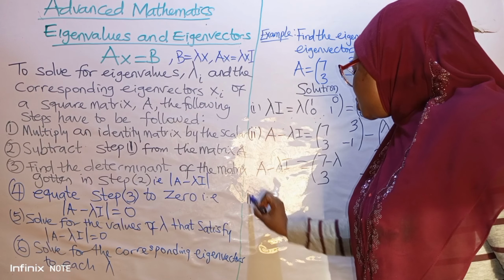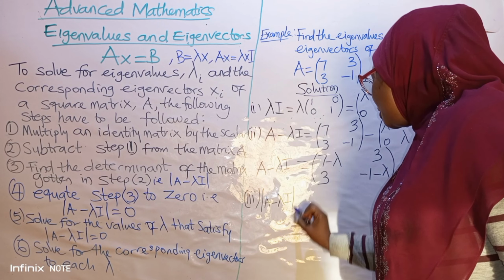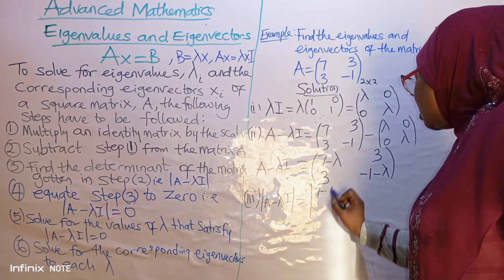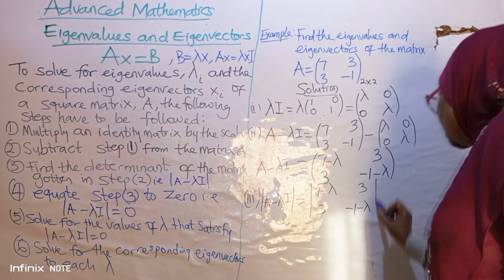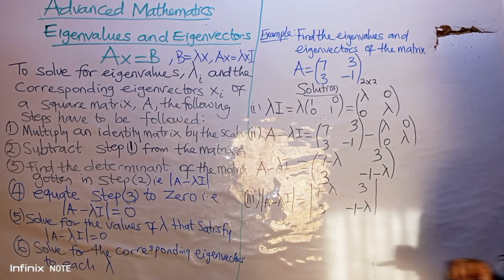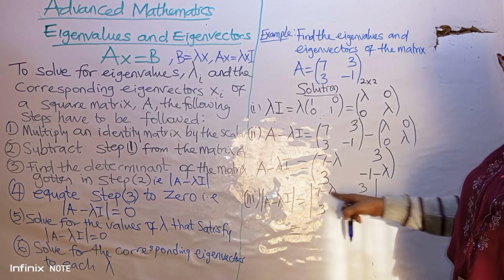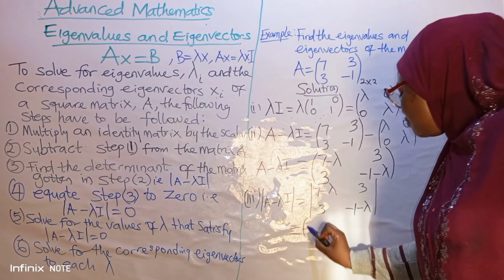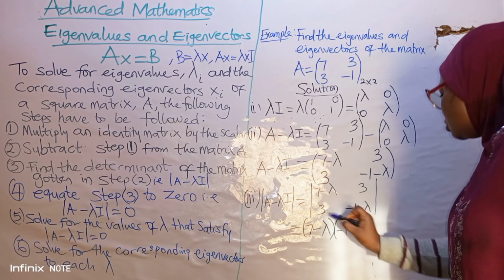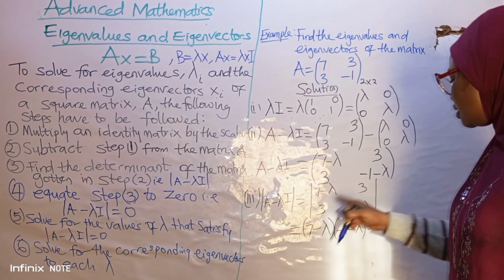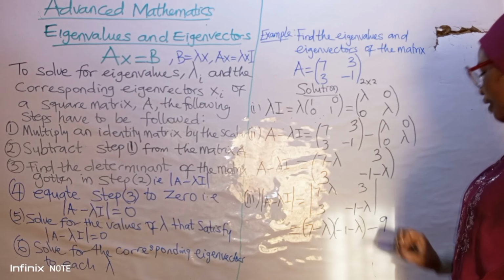So step 3 says that we need to find the determinant of A minus lambda I, which will be 7 minus lambda, 3, 3, minus 1 minus lambda. It's determinant. So to find the determinant of a 2 by 2 matrix, you multiply the elements in the leading diagonal together. So I have 7 minus lambda multiplied by minus 1 minus lambda. Then you multiply the elements in the second diagonal, which will be 3 multiplied by 3, and that is 9.